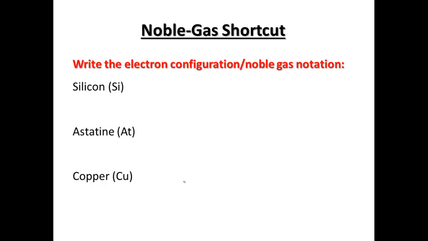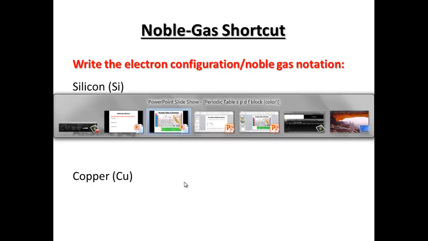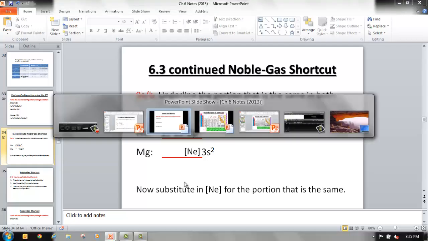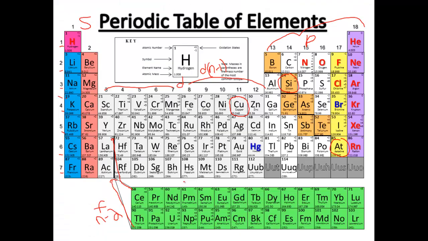So for our first element we're going to choose silicon, then astatine, and then copper also. If we look back on the periodic table, for silicon, the element right up above and over, the noble gas in the row above, would be neon. So we move up one row and over to the noble gas. So for silicon, neon would be the element that we're going to look at. And after that, we just write out the entire row that follows.